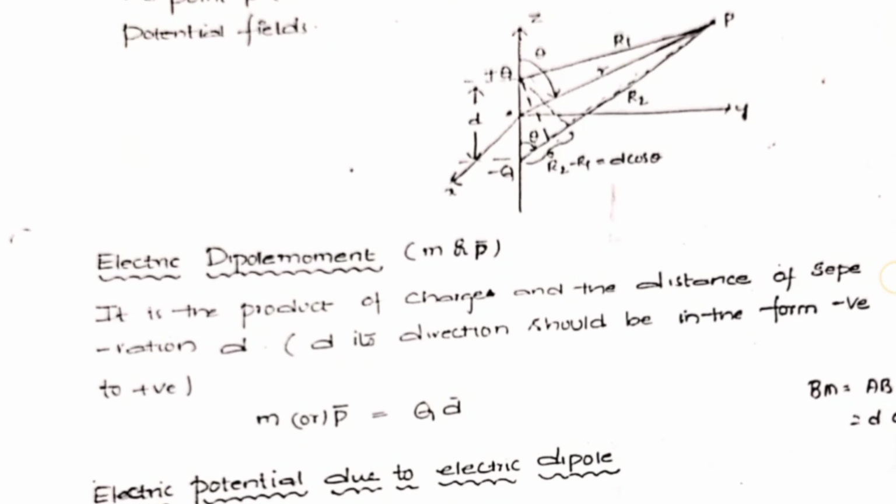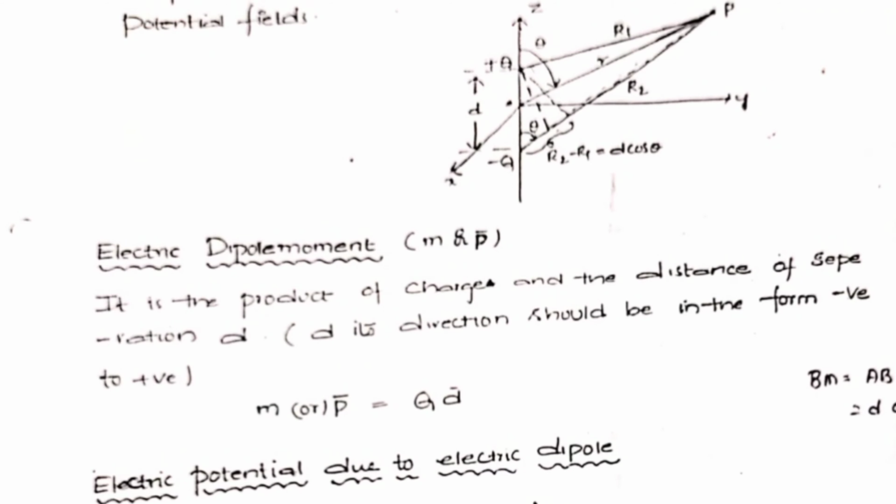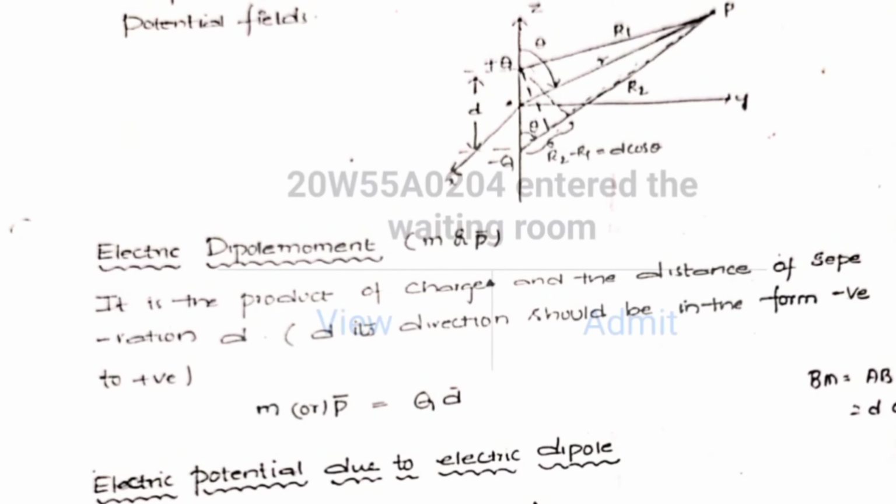The dipole moment, indicated by the vector P, is a vector quantity. It is simply q into d, that is, any one of the charges into the distance. The magnitude of an electric dipole moment is given as P equal to q into d. The direction of the electric dipole moment is a vector quantity.